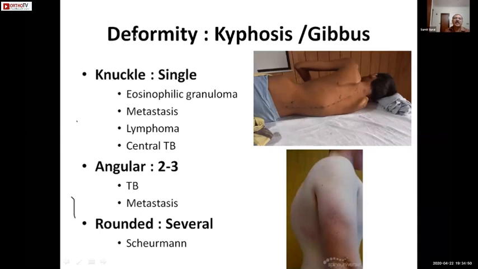Regarding the deformity, the postgraduate should be able to tell whether it's a knuckle, a single vertebral involvement, or angular, 2 to 3 vertebrae, or rounded. Single vertebral involvement could be seen in eosinophilic granuloma. Metastasis can have single, angular, or rounded deformity. Lymphoma usually occurs in a single vertebra. A central type of tuberculosis, which is quite rare, can cause knuckle deformity. More commonly, tuberculosis causes 2 to 3 vertebral involvement and angular deformity. Metastasis can also have the same thing. And rounded can be seen in Scheuermann's disease or a senile kyphosis because of old age.